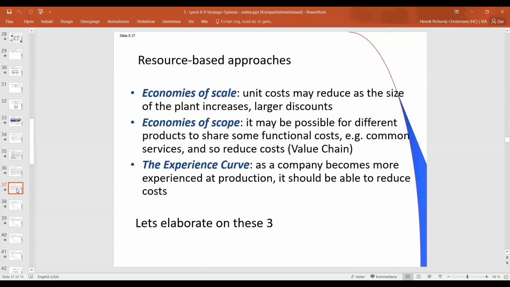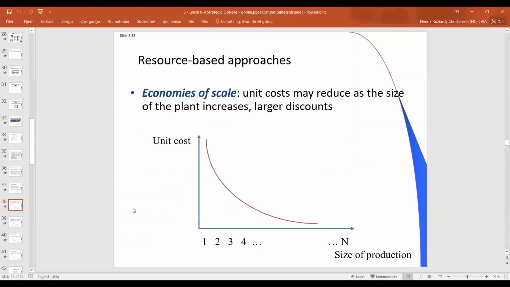And then we have these 3 different kinds of ways to analyze our resources. And I have made some extra slides for these, so we'll elaborate these 3 on the next slides here. We take economies of scale first. It's about unit costs that may reduce as the size of the plant increases. It's not only about the plant increasing, it's also simply a matter of production going up.